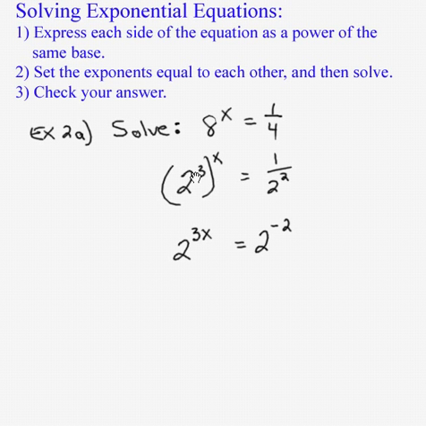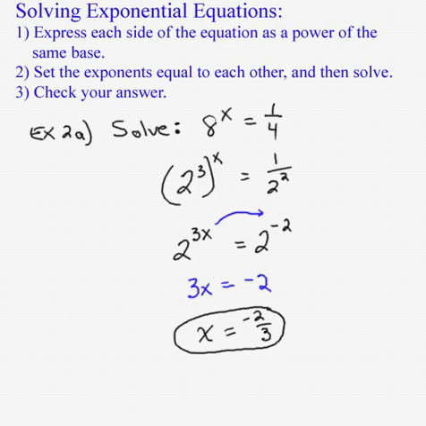On the left, a base raised to a power raised to a power. We multiply those powers, that's 2 to the 3x. Now, this is logic. So let's think clearly about this. If the left side is equal to the right side, and the bases are both the same, the bases are both 2, the only way this can be true is if the exponents are also equal to each other. So 3x must be the same as negative 2. And if we solve that equation by dividing by 3, we find out that x is negative 2/3.